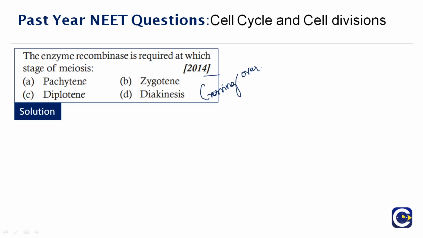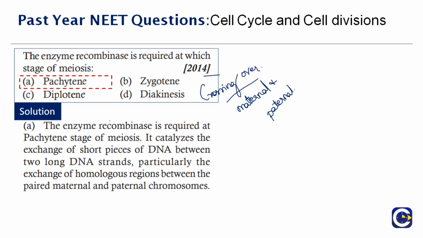Okay, now coming to the solution. See, the enzyme recombinase is required at the pachytene stage of the meiosis. It catalyzes the exchange of short pieces of DNA between the 2 long DNA strands, particularly the exchange of the homologous region between the paired maternal and the paternal chromosomes. Therefore, the enzyme recombinase, as I already said, is required for the crossing over. Whenever we talk about the maternal and the paternal, you always have to remember this stage will occur in the pachytene. Okay, the correct answer to this question is option A, pachytene.